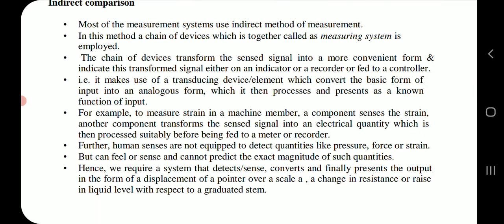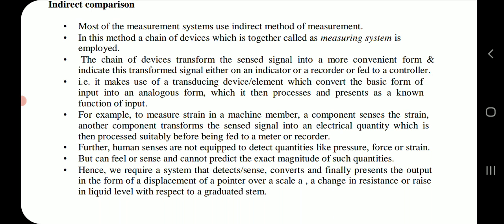Indirect comparison. Most of the measurement systems use the indirect method of measurement. In this method, a chain of devices, which together is called a measuring system, is employed. The chain of devices transforms the sensed signal into a more convenient form and indicates this transformed signal either on an indicator or a recorder, or feeds it to a controller. That is, it makes use of a transducing device or element which converts the basic form of an input into an analogous form, which it then processes and presents as a known function of input.